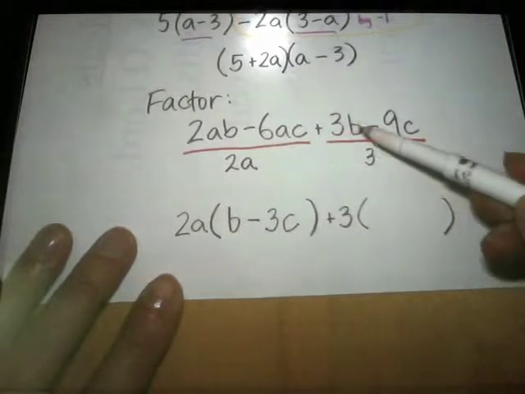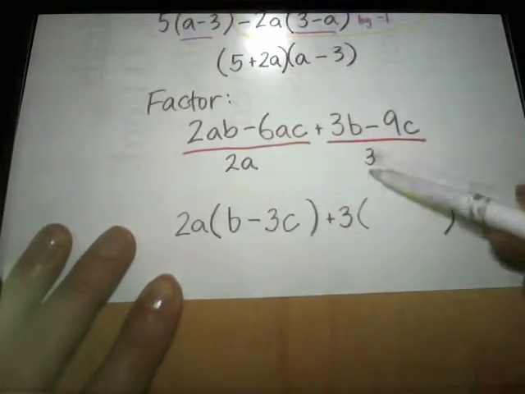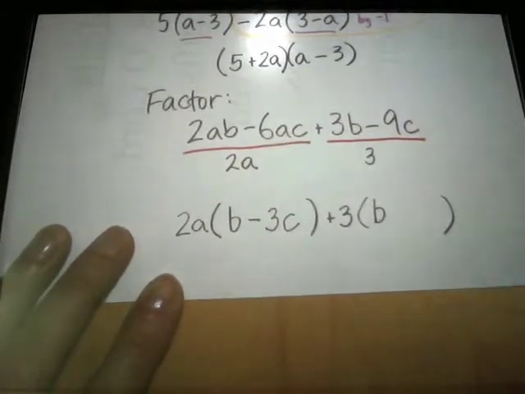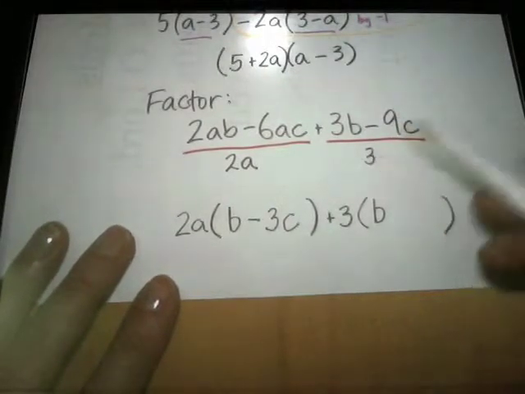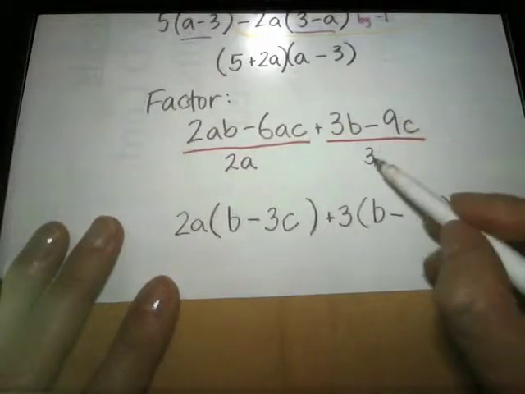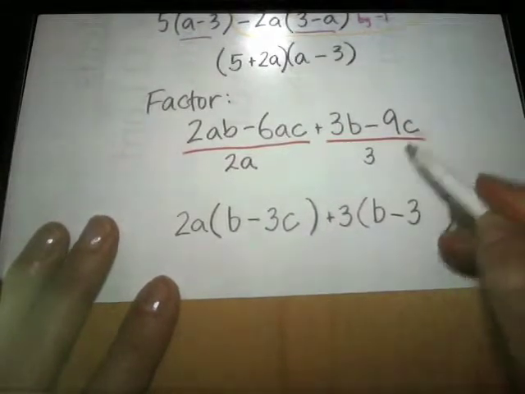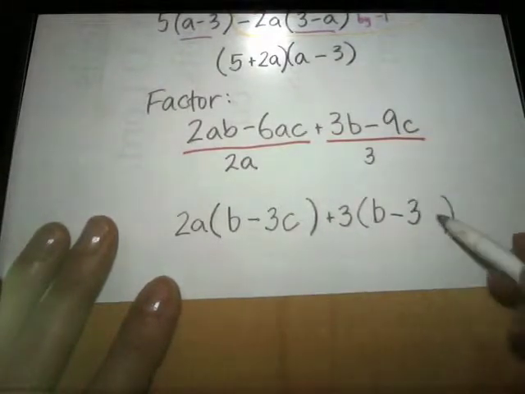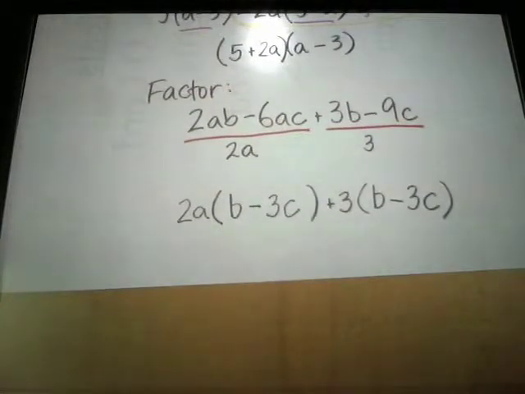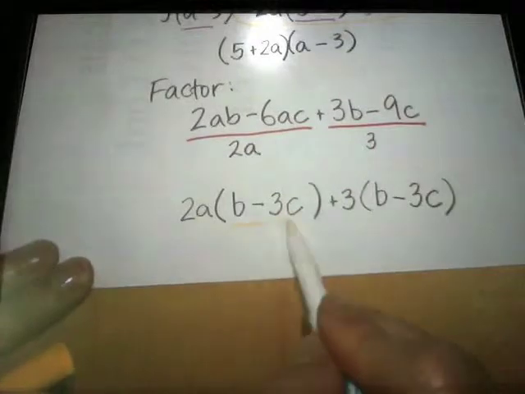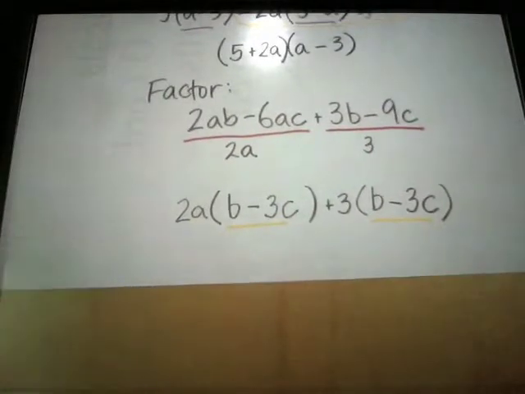If I divide 3B by 3, the 3 and the 3 could cancel out, leaving just the B. Negative divided by a positive makes a negative. 9 divided by 3 is 3. The C, I can't cancel. There's nothing to cancel it with. Oh, look what happened. These are exactly the same. Oh, like what we started with.